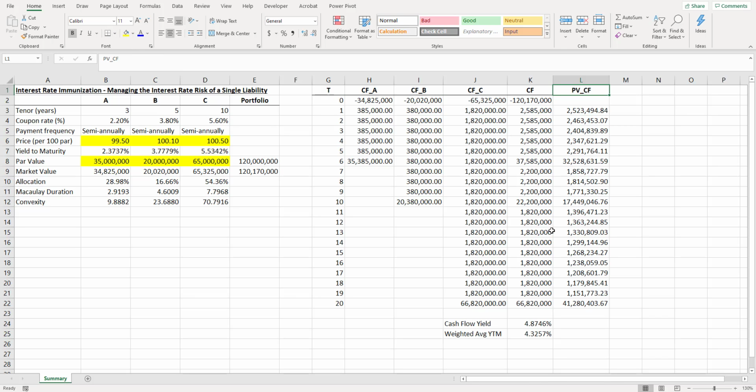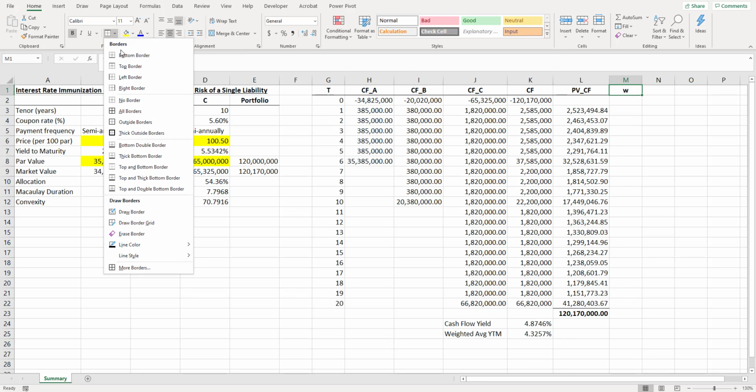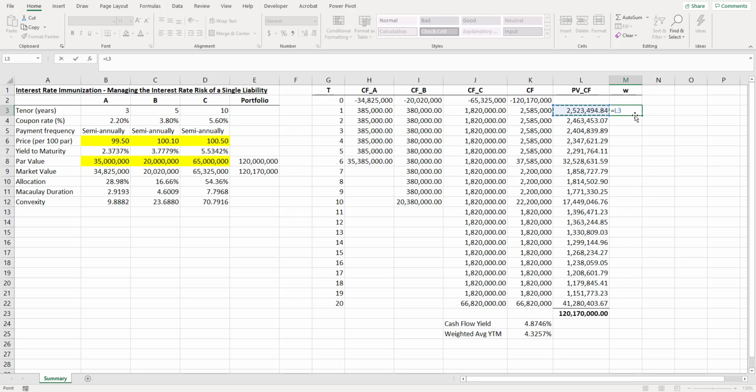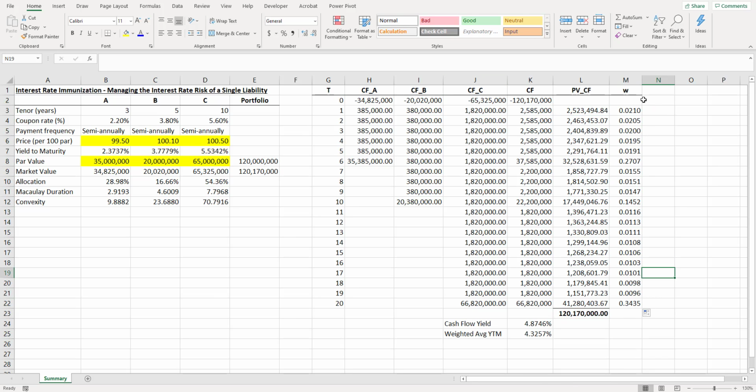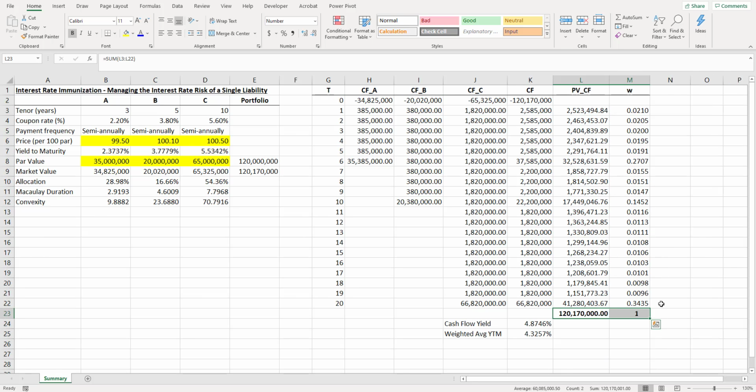So how do I know that I'm doing the right thing? If I sum up the PVs of the cash flows, I should get the same amount here, which is 120.17 million. So that means I'm doing the right thing here. Keep in mind IRR here means that the discounted cash flows should equal the initial value. Now I'll convert this PV into a weight. The weight here would be based on the PV over the total market value, or the total PV. This is the weight of the PV of the cash flows, and of course it should sum to 100%.